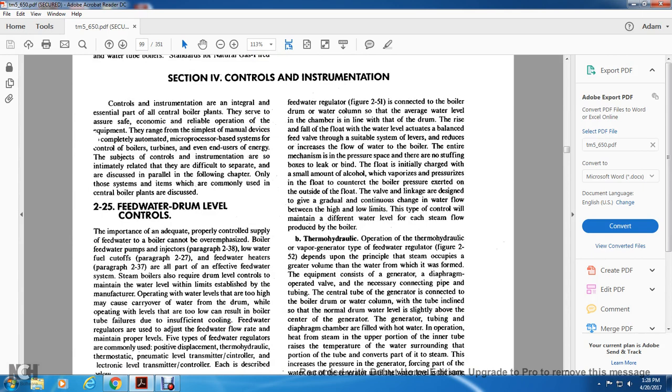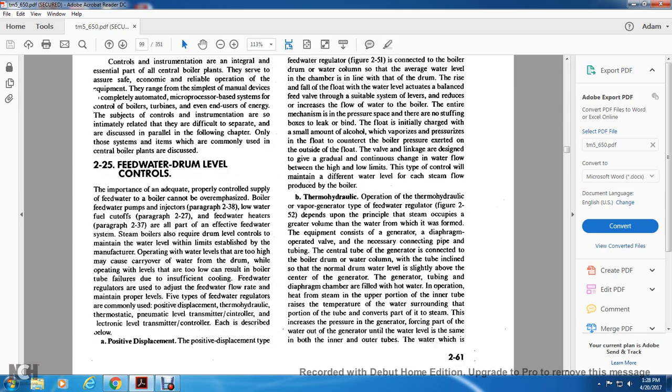Controls and instruments are an integral, essential part of all central boiler plants to assure economic, reliable operation of equipment. They range from the simplest manual devices to complete automated and microprocessor-based controls for boilers, turbines, and other energy users. The subjects of controls and instruments are so intimately related that they are difficult to separate and discuss apart, so they are covered in parallel in the following chapter. Only those systems and items which are commonly used in the central boiler plant are discussed.